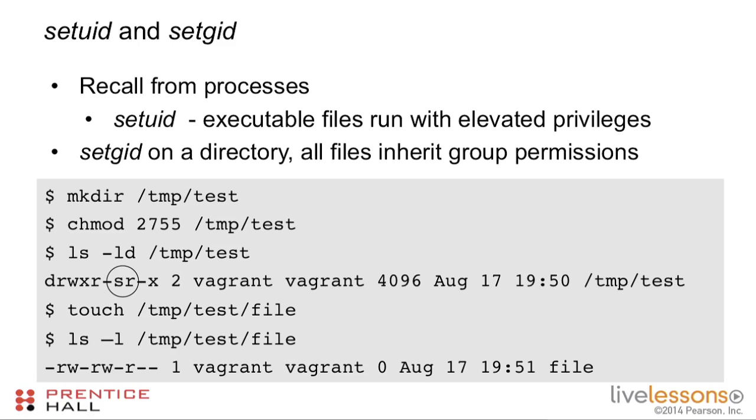So the vagrant user can read, execute, and any new file that gets created in /tmp/test will inherit the permissions from the directory. And finally, all users can read and execute. Then we follow this up by showing an example, touch /tmp/test/file. We make a new file in the test directory, and then we list it, and we can see that the vagrant user and the vagrant group both have read and write permissions to the file.